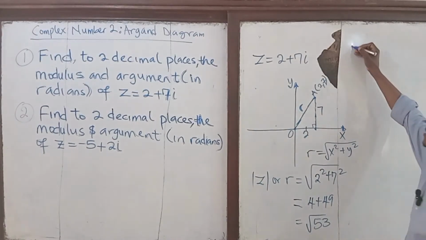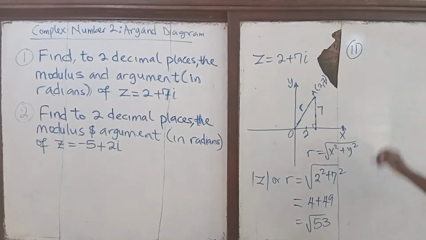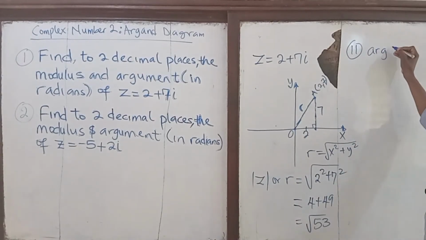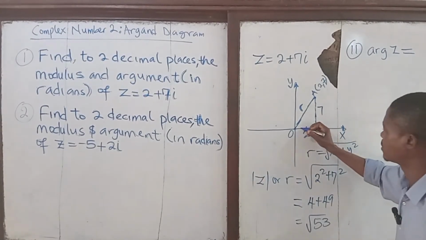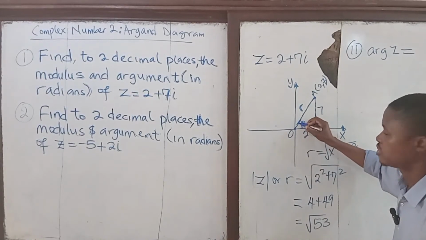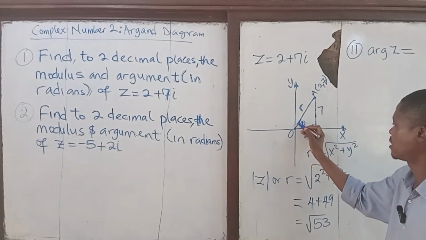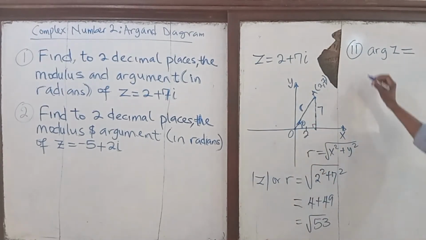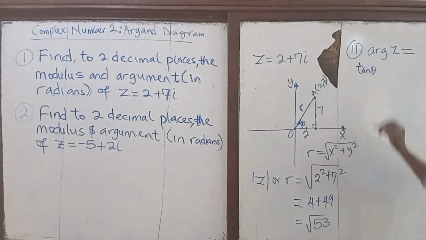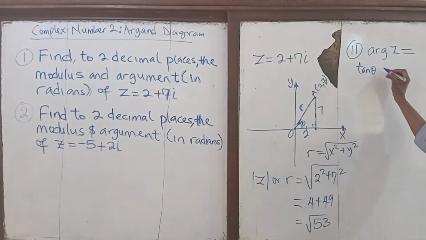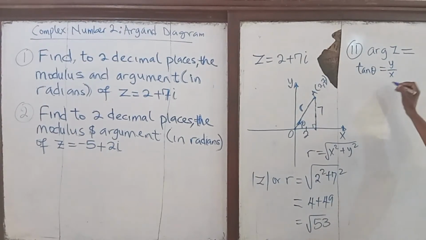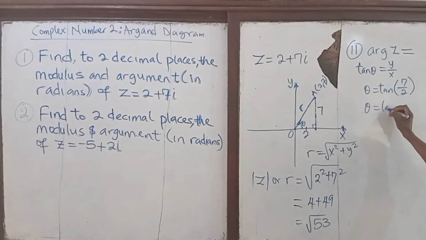Then the argument, which has the symbol arg z. Without wasting our time, this is theta. You go counterclockwise. We use tan theta for arguments, which is the vertical over the horizontal. And theta is equal to arctan, your vertical is 7, your horizontal is 2. Then theta will be equal to arctan of 7 over 2.